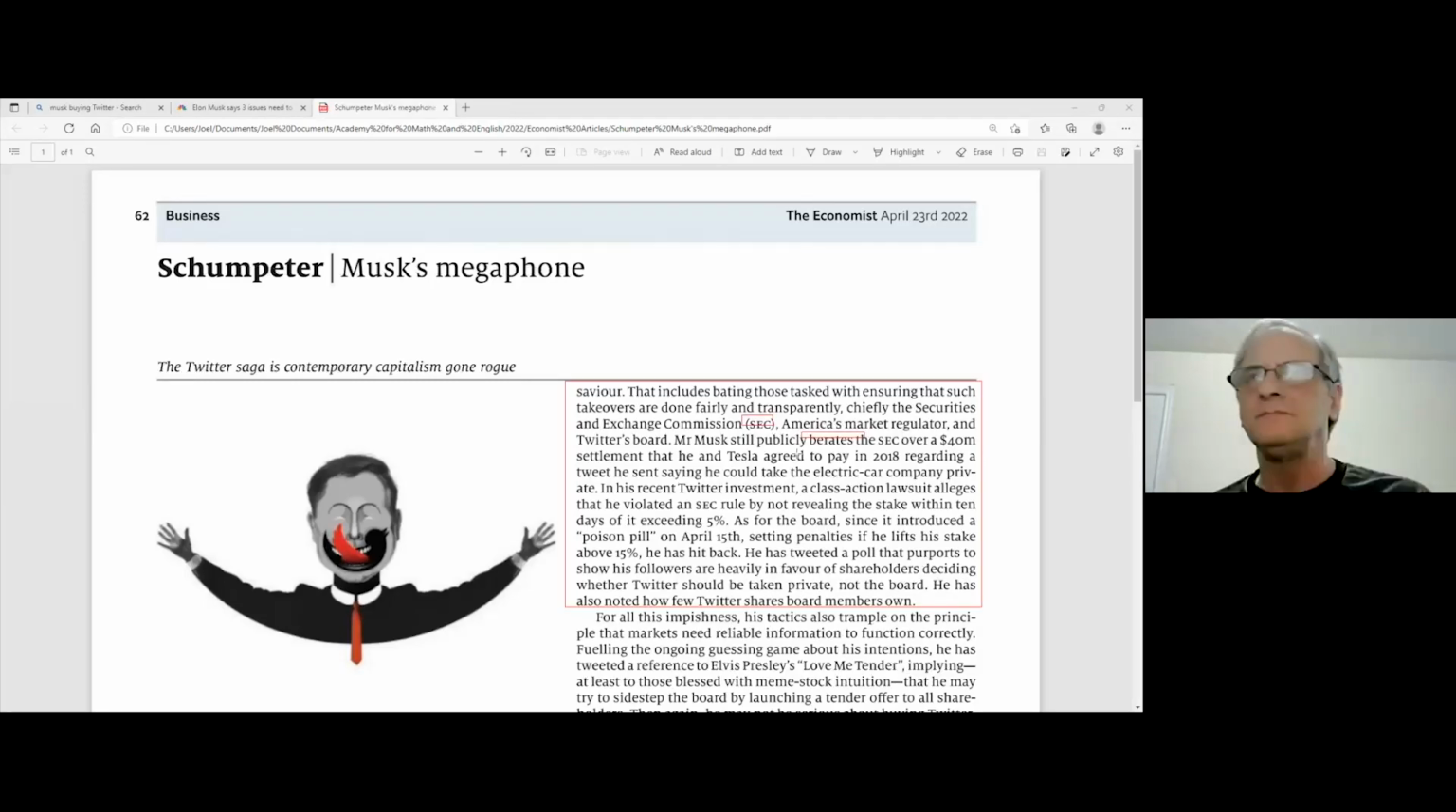The SEC over a $40 million settlement that he and Tesla agreed to pay in 2018 regarding a tweet he sent saying he could take the electric car company private. In his recent Twitter investment, a class action lawsuit alleges that he violated an SEC rule by not revealing the stake within 10 days of exceeding 5%. As for the board, since it introduced a poison pill on April 15th, setting penalties if he lifts his stake above 15%, he has hit back. He has tweeted a poll that purports to show his followers are heavily in favor of shareholders deciding whether Twitter should be taken private, not the board. He has also noted how few Twitter shares board members own.